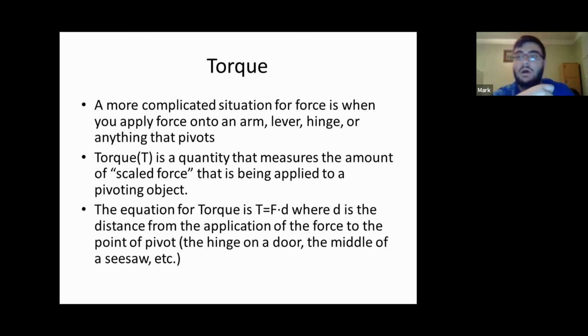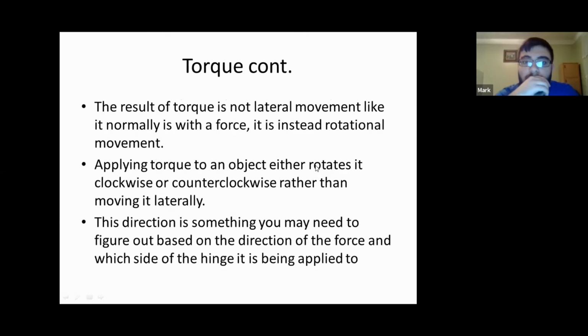So for a door, it would be where the hinges are. For a seesaw, it would be in the middle, where it pivots around. Okay. So again, the hinge on a door, the middle of a seesaw, the elbow on an arm, right? The result of torque, like I mentioned, is not lateral movement like it normally is with a force. If you push a door, it doesn't just move forward, it rotates, right? It's rotational movement.